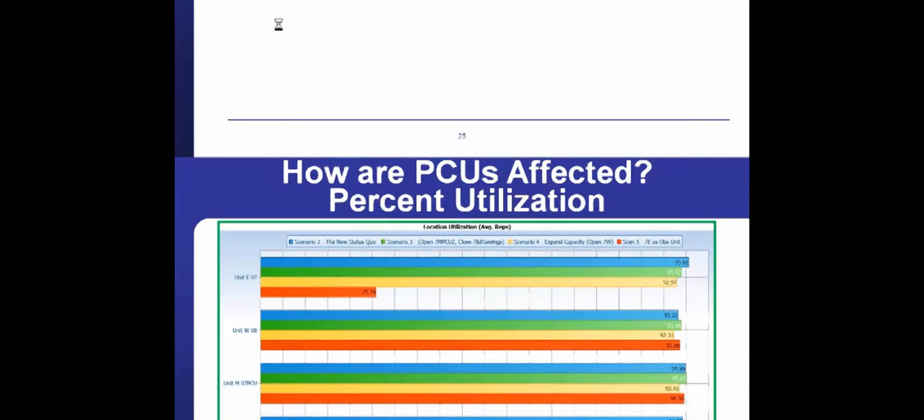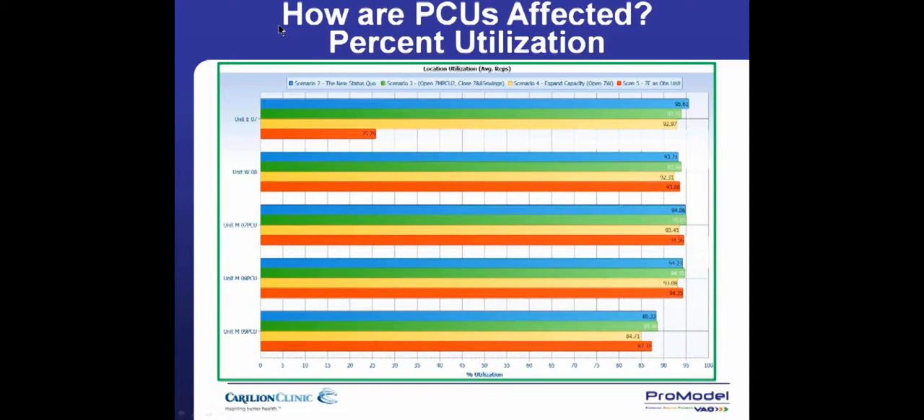So, as we said before, the model is good about spitting out results. So let's look at this first graph. This is showing us % utilization. On my y-axis, we've got 5 different PCU nursing units. On my x-axis, we're going to look at % utilization. So you can see scenario 2 is the status quo.